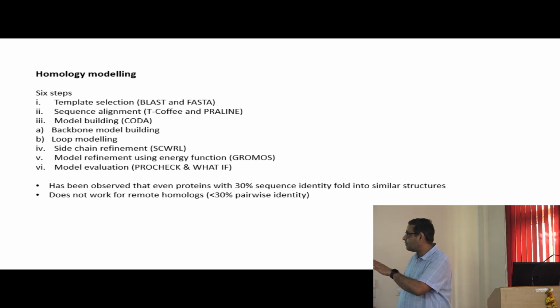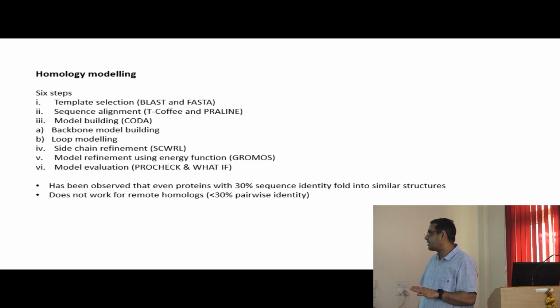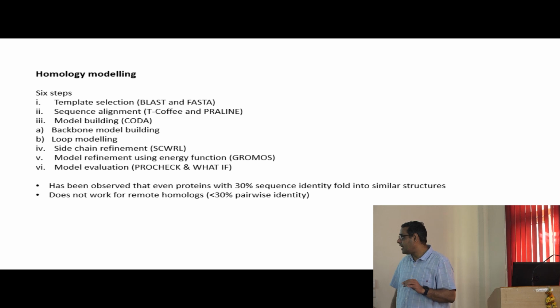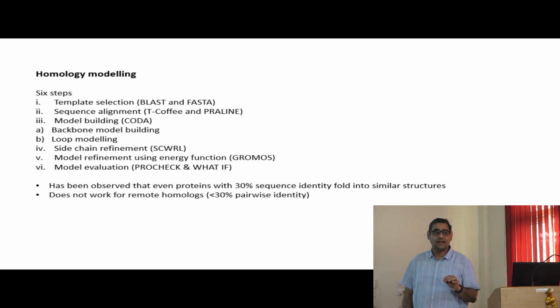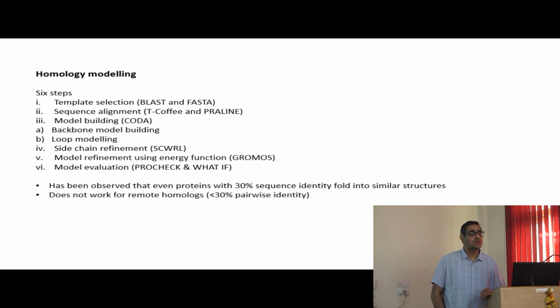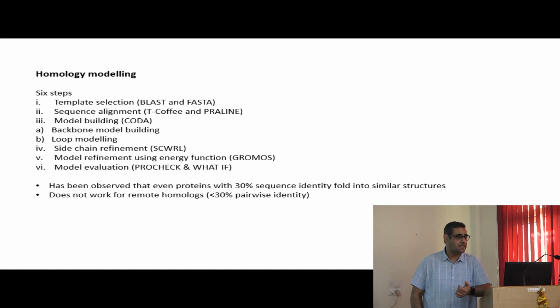But the important thing is that 30% sequence identity folds into a similar structure. When you see that there are alignment issues, or side chain refinement issues, or the model evaluation is not proper, then again you go back to template selection and redo, so that you are able to have the structure modeling of that particular protein well documented.